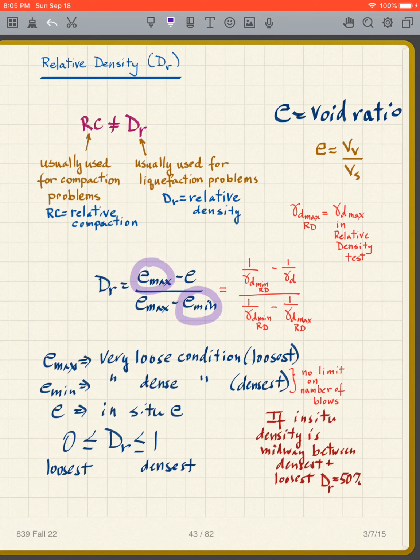E min is when the soil is dense. And so if we look at this denominator, that's the loosest condition minus the densest condition. So we're looking at the difference in void ratio between the loosest and densest. In the numerator, we have the soil in its loosest condition minus what it actually is in the field. So this is the in situ one.